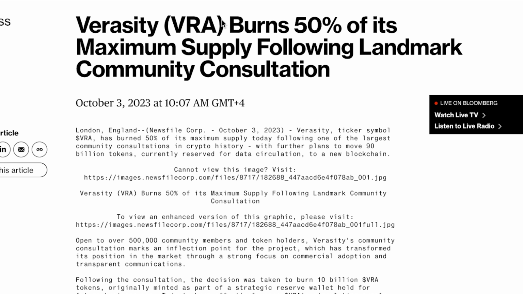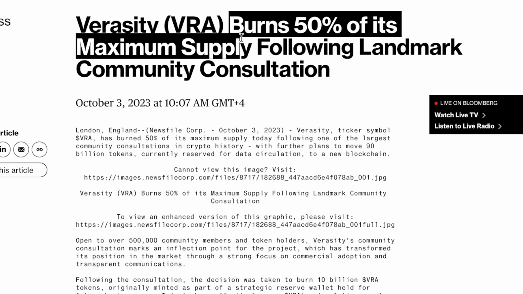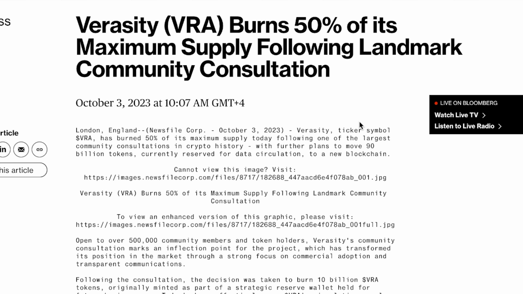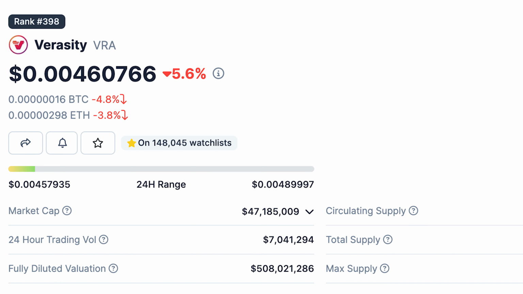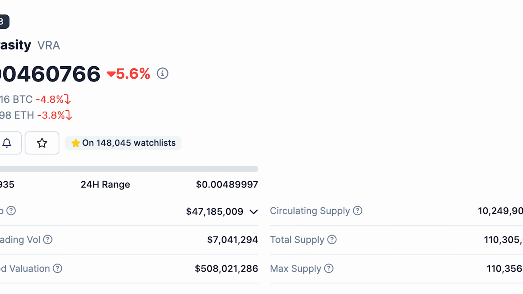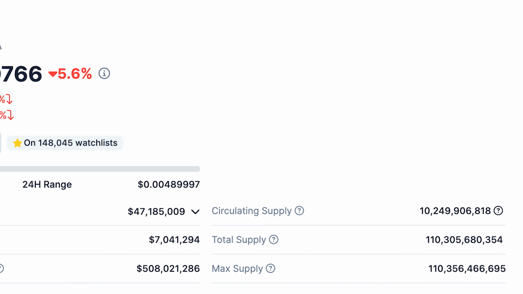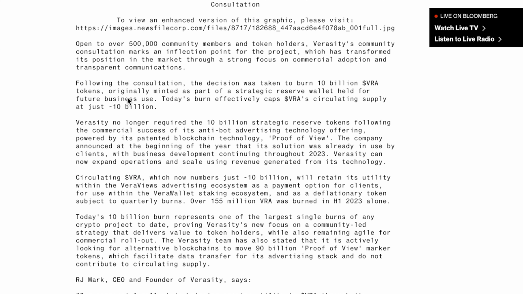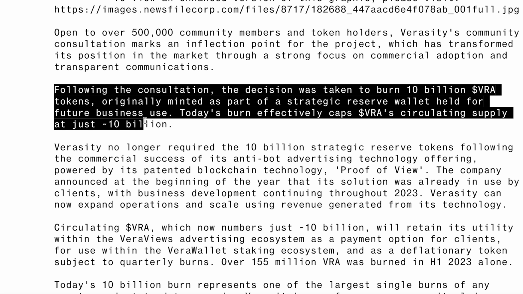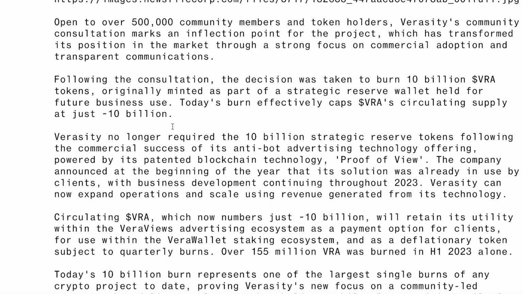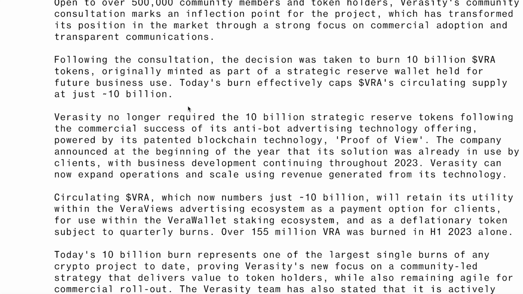Why is it so important, and why is it the rarest thing I could see in this bear market about startups? Now, if you check this Bloomberg article, you can see that Verasity burns 50% of its maximum supply, and this is exactly what I was talking about, because when I checked Veracity's token supply here, I said that what I don't like is that only 10% of the total supply is on the market, which is still like that on CoinGecko, so probably an update is needed. I don't know.